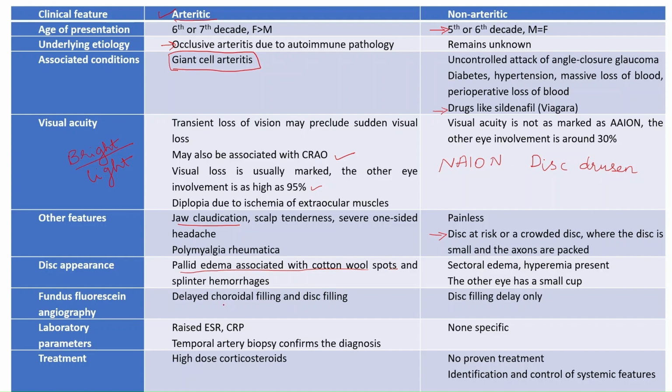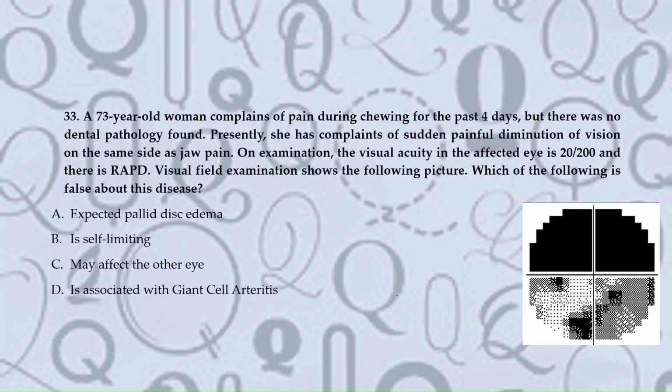FFA shows delayed choroidal filling and disc filling. Here in non-arteritic, only disc filling delay is present. So ESR and CRP are inflammatory markers that are very high in arteritic, whereas they are normal in non-arteritic, and there are no specific blood tests that can help us to identify the cause. Treatment here is very high doses of corticosteroids. In non-arteritic ischemic optic neuropathy, there is no proper treatment, and FDA approved treatment still remains absent.